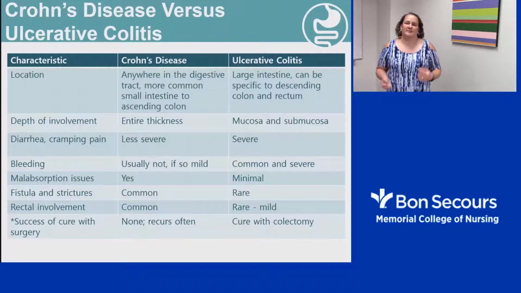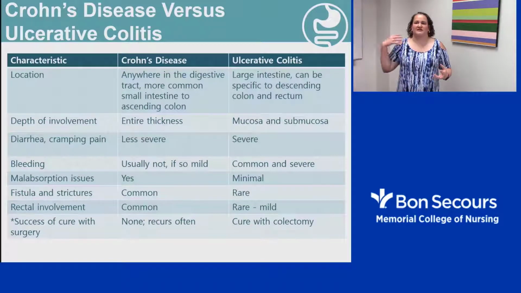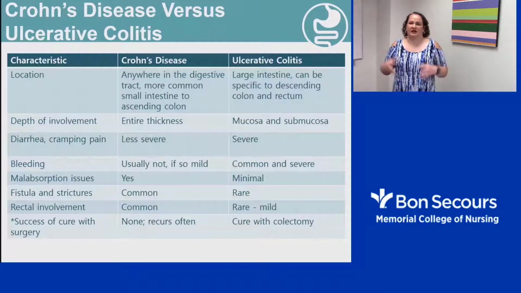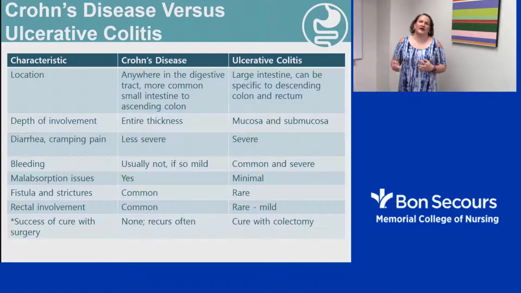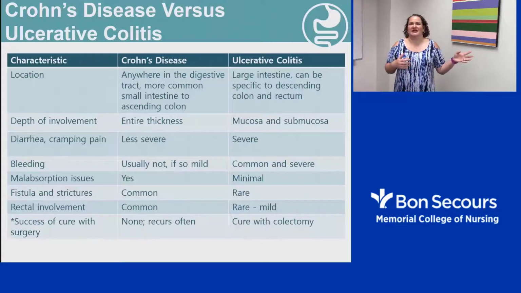Diarrhea, cramping, pain, both can have it. Crohn's disease, it may be less severe. Ulcerative colitis can be severe. It depends on what they're eating as well and what causes that irritation. Bleeding tends to be more specific to ulcerative colitis. You can have some with Crohn's disease, but remember with ulcerative colitis, we're essentially eroding away layers, and just like with peptic ulcer disease, that can predispose you to having bleeding.